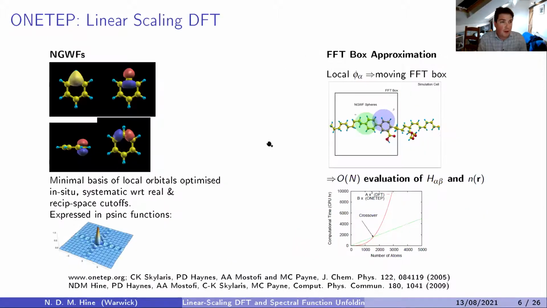If one does that, we can put together a package like ONETEP. ONETEP is a linear scaling DFT code, which works in a basis of so-called non-orthogonal generalized Wannier functions. These are local orbitals that adapt in situ to their local environment. By optimizing these in situ, we can have a very small basis, typically only a small number per atom, 9 or 13 or so for semiconducting TMDCs, things like that. And we optimize them in situ, expressed in a systematic basis of psinc functions. So it's equivalent exactly to plane wave results if one plays with the parameters enough.